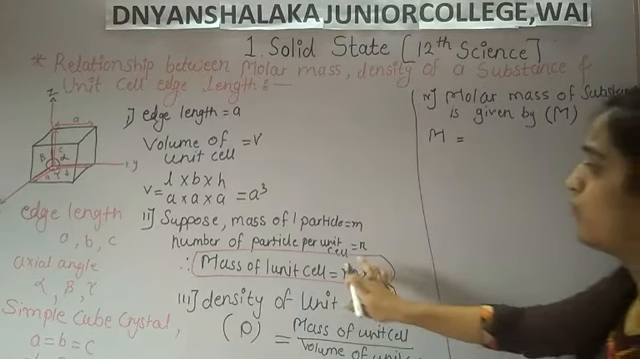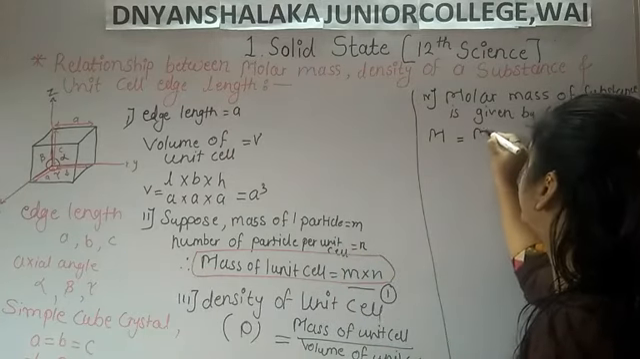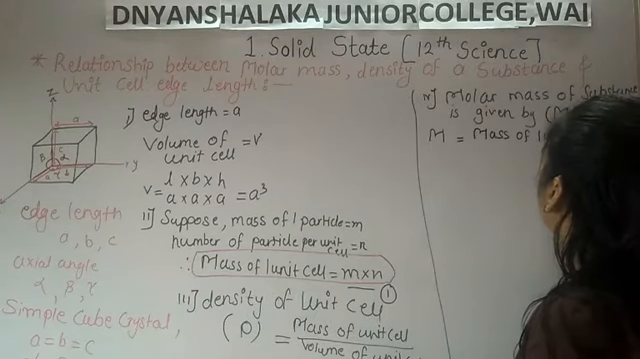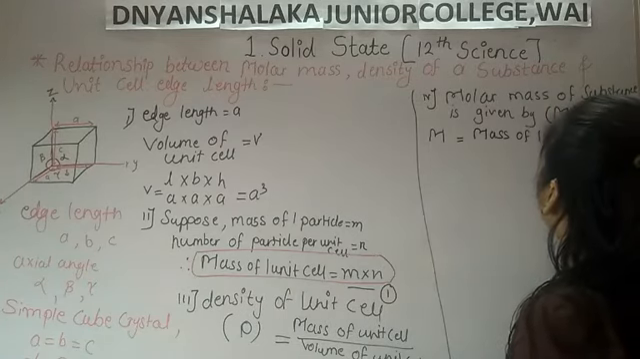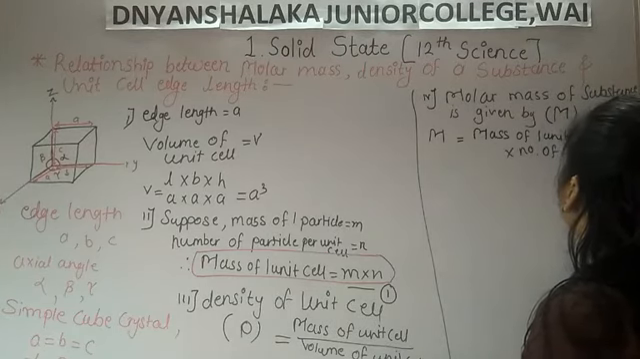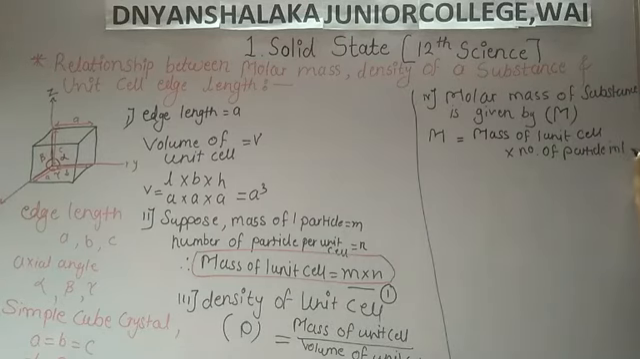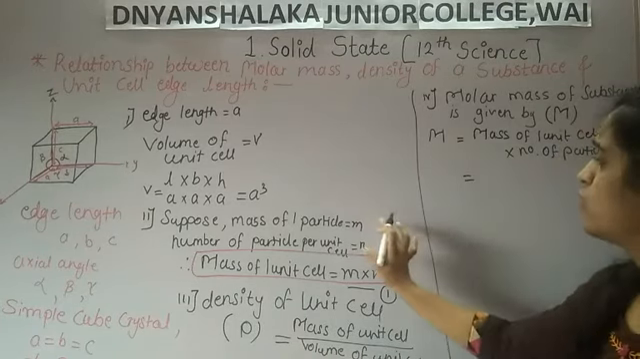And mass of one unit cell, into number of particles in 1 mole. Number of particles per unit cell means number of particles in 1 mole. Per mole means only 1 mole. So mass of unit cell means mass of one particle.